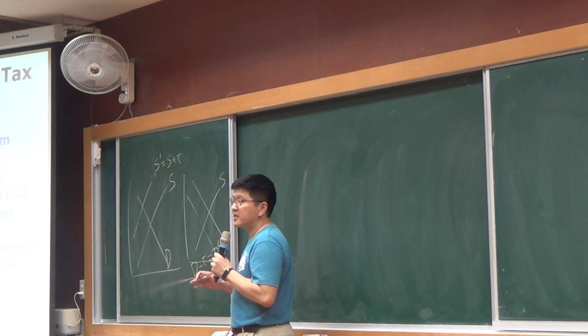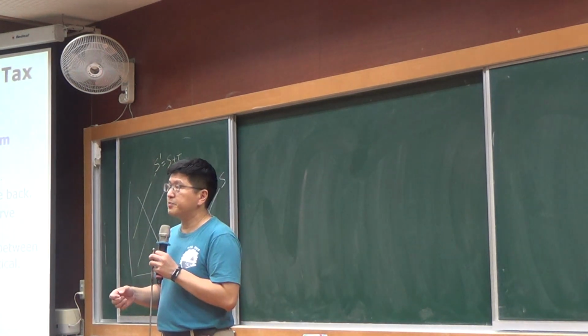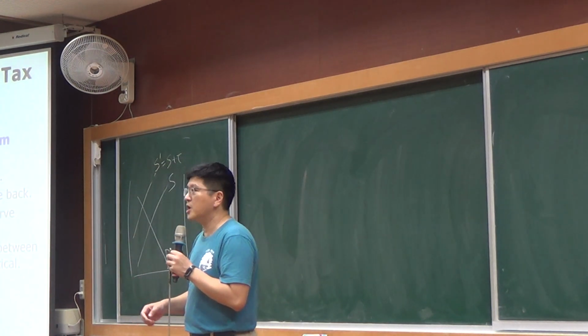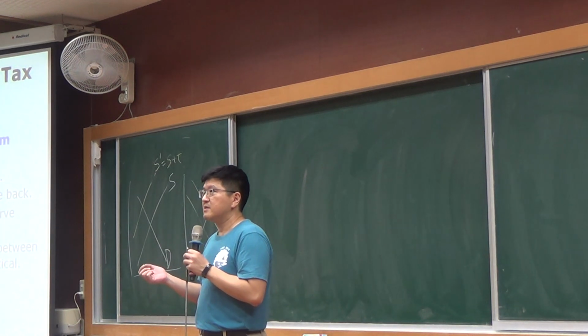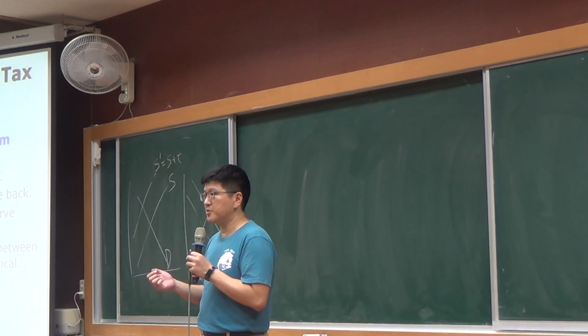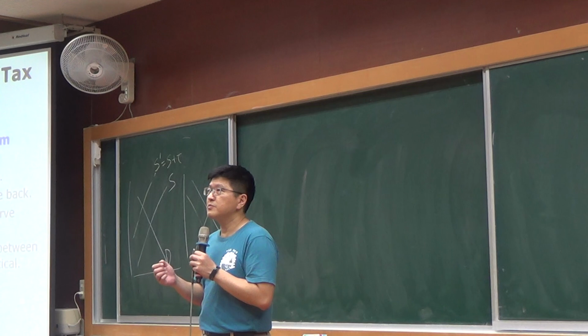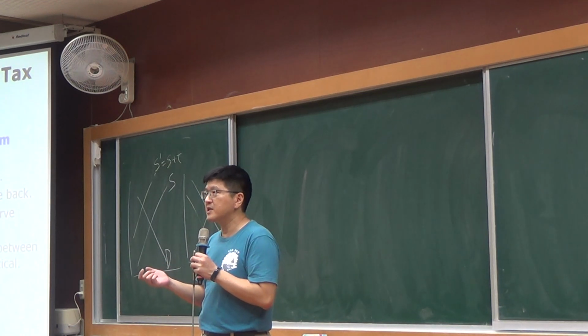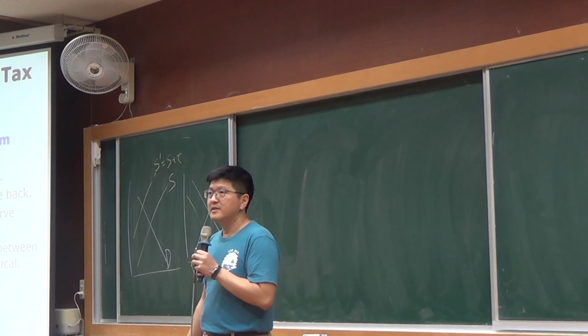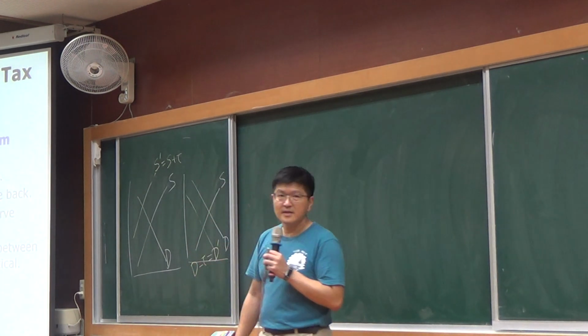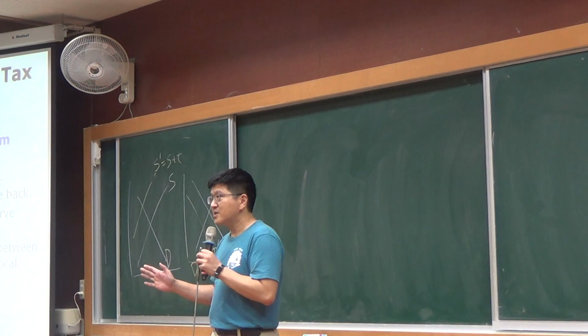Okay? So in sum, totally, you are willing to pay, say, $100, but you know the government is going to collect $20 from you. So now you are willing to pay only $80. Is that clear? So everyone okay with this?